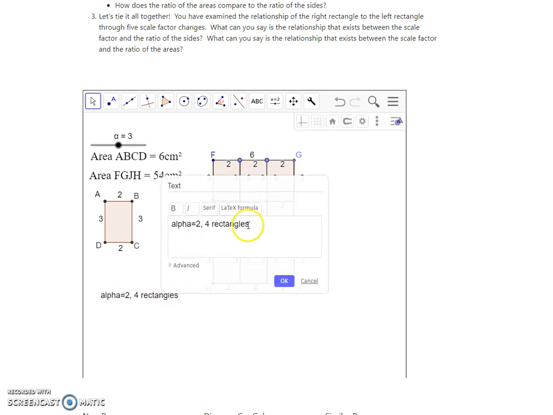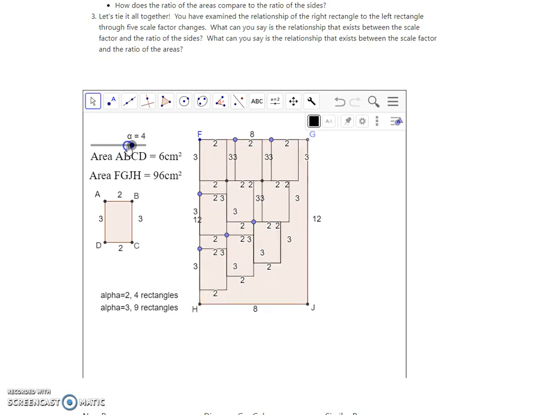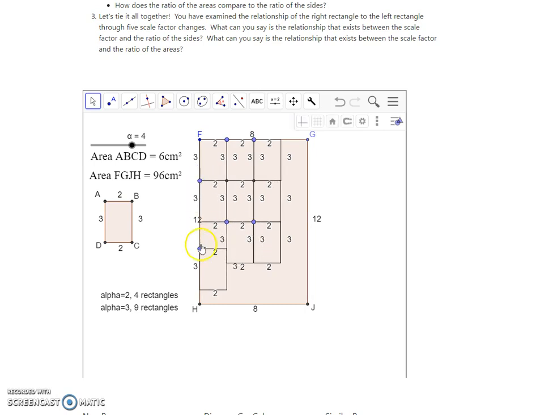So when alpha equaled 3, there were 9 rectangles. So let's go up to 4. And you can see things shift all around. And I could always reset it, but I can just drag these, so I don't have to do this more than I have to. So I might as well use these 9 that are already here and just keep creating on top of it.